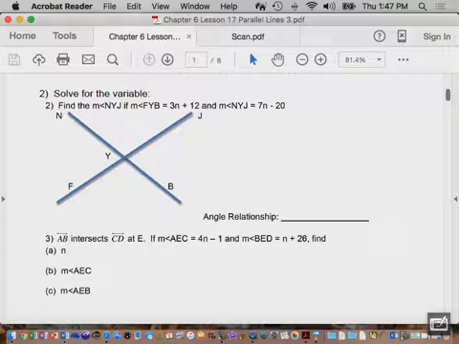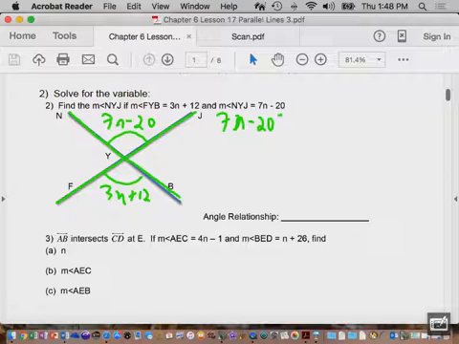Okay, so let's use our pen. Angle NYJ, N to Y to J. There it is. And then FYB, F to Y to B. Now, what do you know about those two angles? They're equal. They're equal, good. So FYB is 3n plus 12, and NYJ is 7n minus 20, and you guys just told me a second ago that they're equal. So therefore, 7n minus 20 has to equal 3n plus 12.